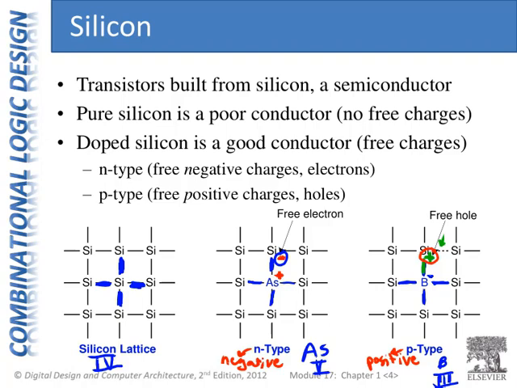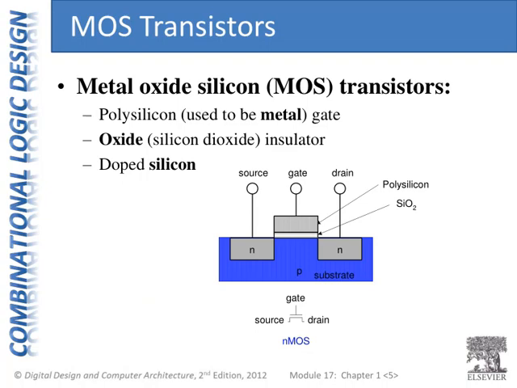Okay, so we have these two types of silicon, and now we're going to create a transistor using both of these types of silicon. So here's a picture of our MOS transistor, or metal oxide silicon transistor. If you look top down at a chip, there's some chip, and we lay out a bunch of things, and we have a transistor here and a transistor here, and really there are millions or even billions of transistors.